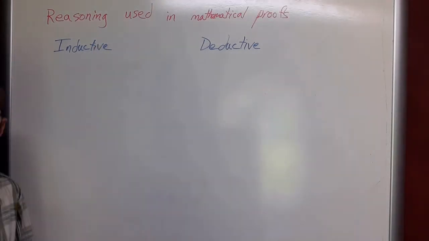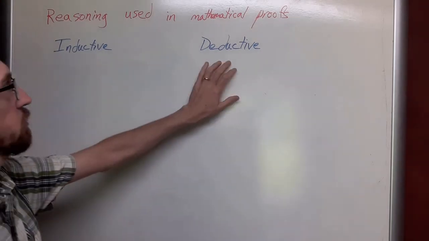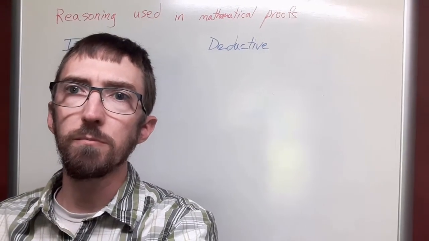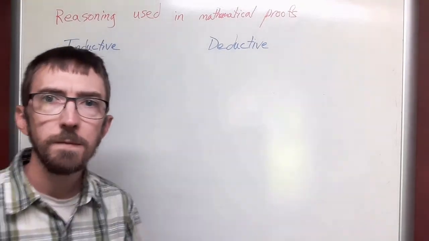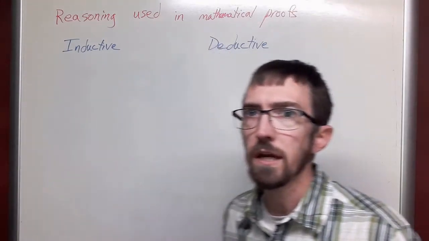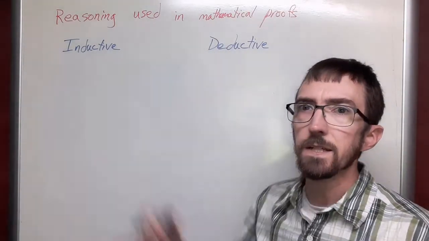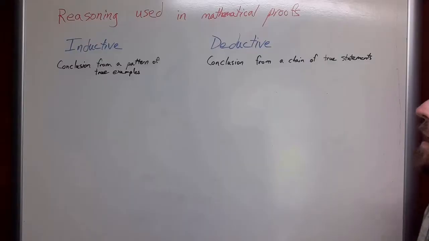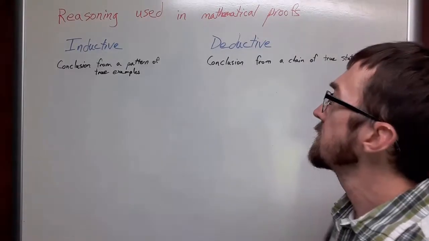I'm going to do a two-part series on reasoning that's used in mathematical proofs. There are two basic divisions that we use when doing proofs in mathematics. The first thing we want to look at is the basic ideas of what the difference between these two things is. Alright, I have a couple of notes up here for us.